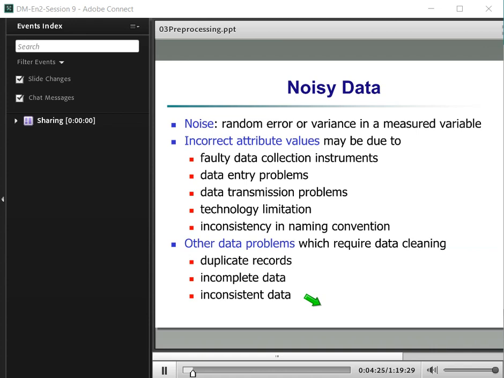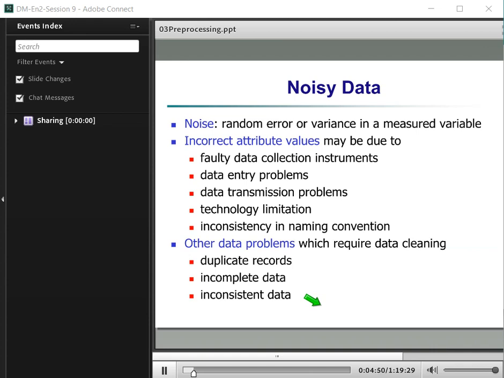In these cases, we need to use pre-processing, and in the last session, we talked about pre-processing and how to handle missed values. Today we will talk about noisy data.